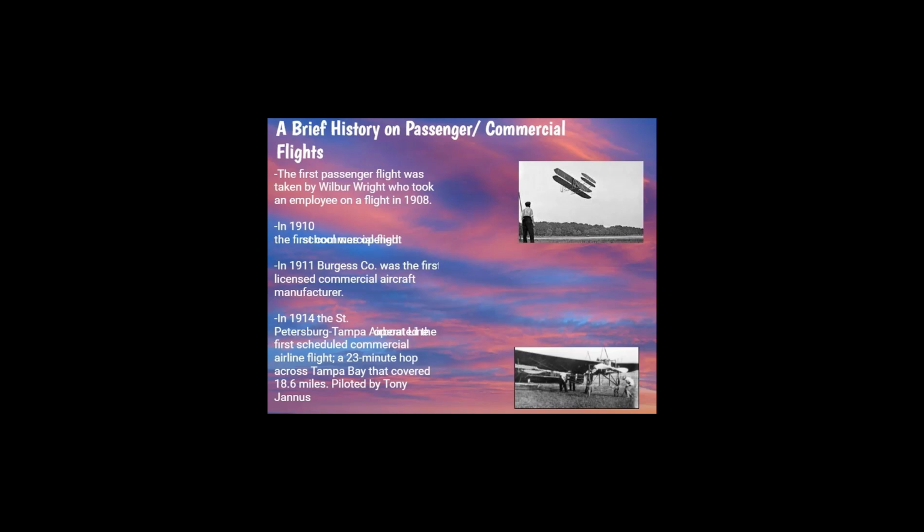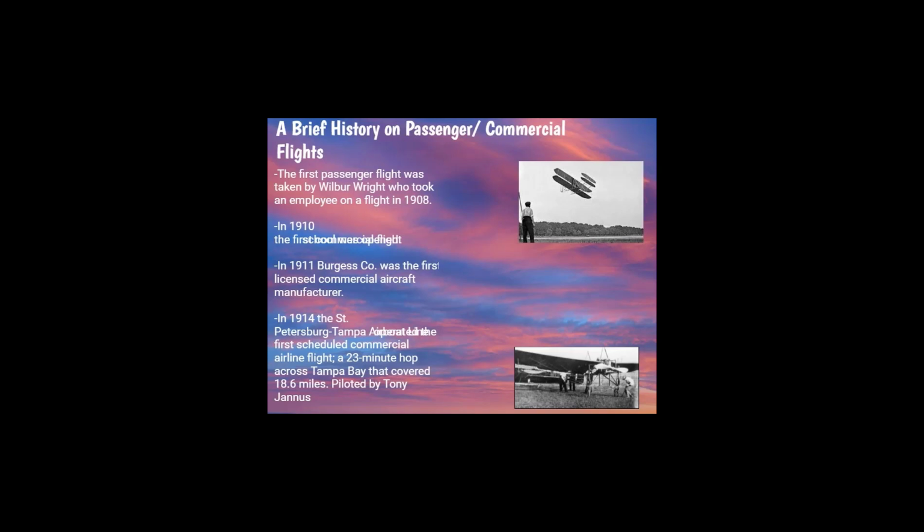So back then, most of the aircraft made were either homemade or made by Burgess & Co. Or after that, I'm pretty sure many other companies started to appear, but Burgess & Co. was the first ever commercial aircraft manufacturer. And about 3 years after that, in 1914, the St. Petersburg-Tampa airboat line operated the first scheduled commercial airline flight. So this was a big deal because it's the first commercial flight, you know?